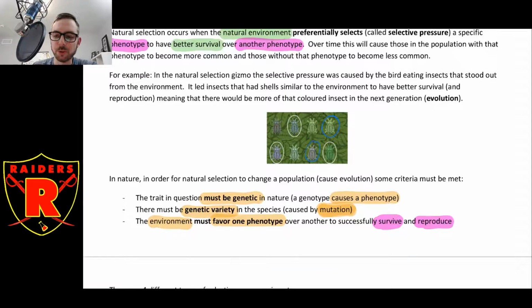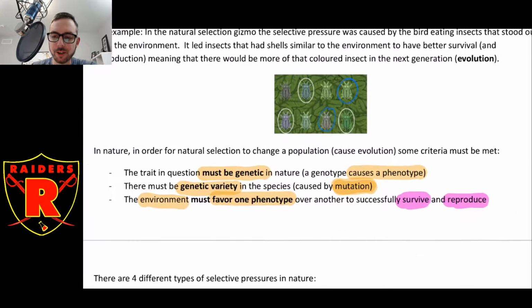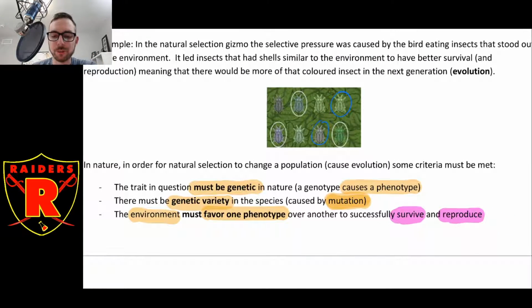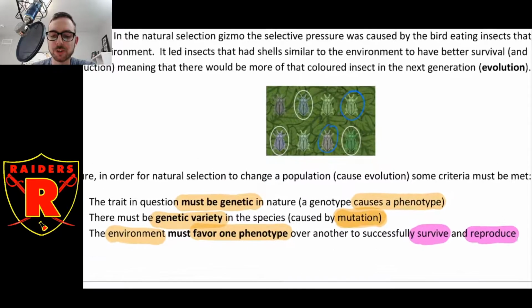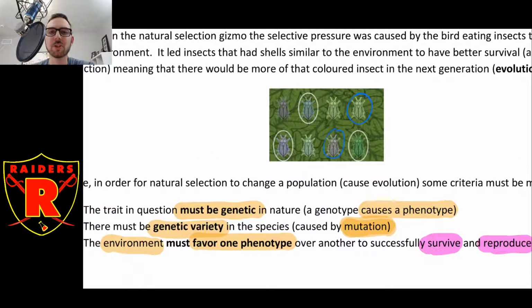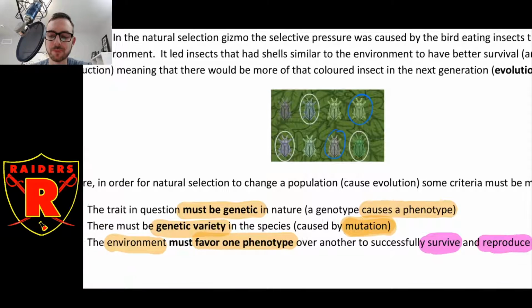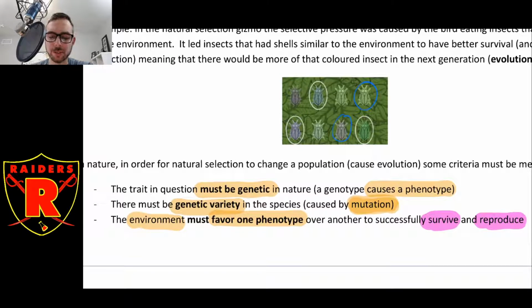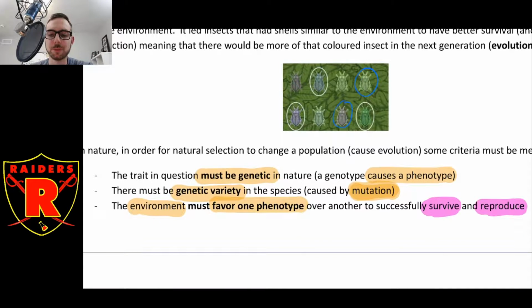Okay, so going back to our bug example here, let's look at whether or not it meets all three of these. So first of all, the trait in question is genetic. Yes, shell color in insects is a genetic trait. Whether it's going to be blue or pink or purple or whatever, that's a genetic trait in insects. So a genotype is causing the phenotype. There has to be genetic variability. Okay, so that exists. There's different colors.